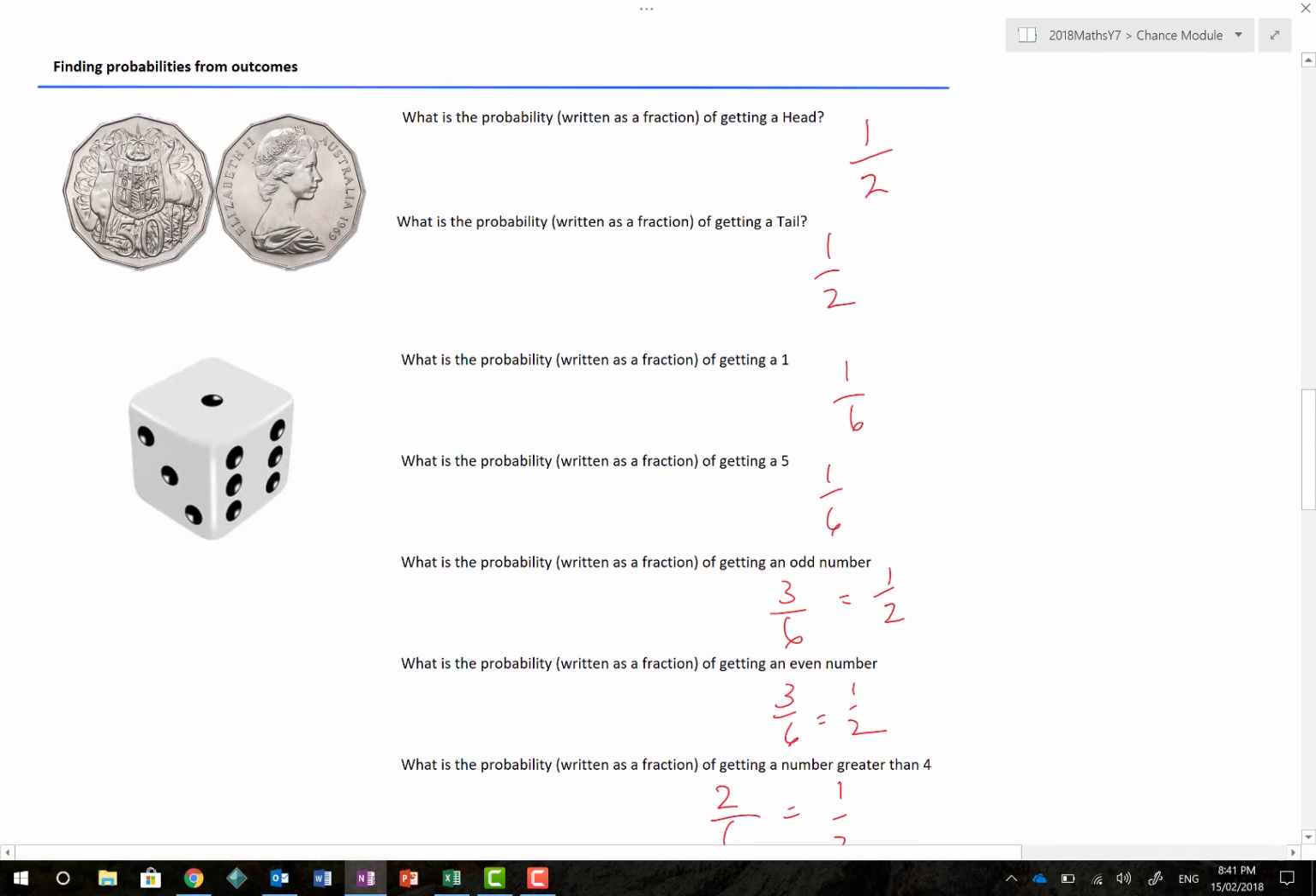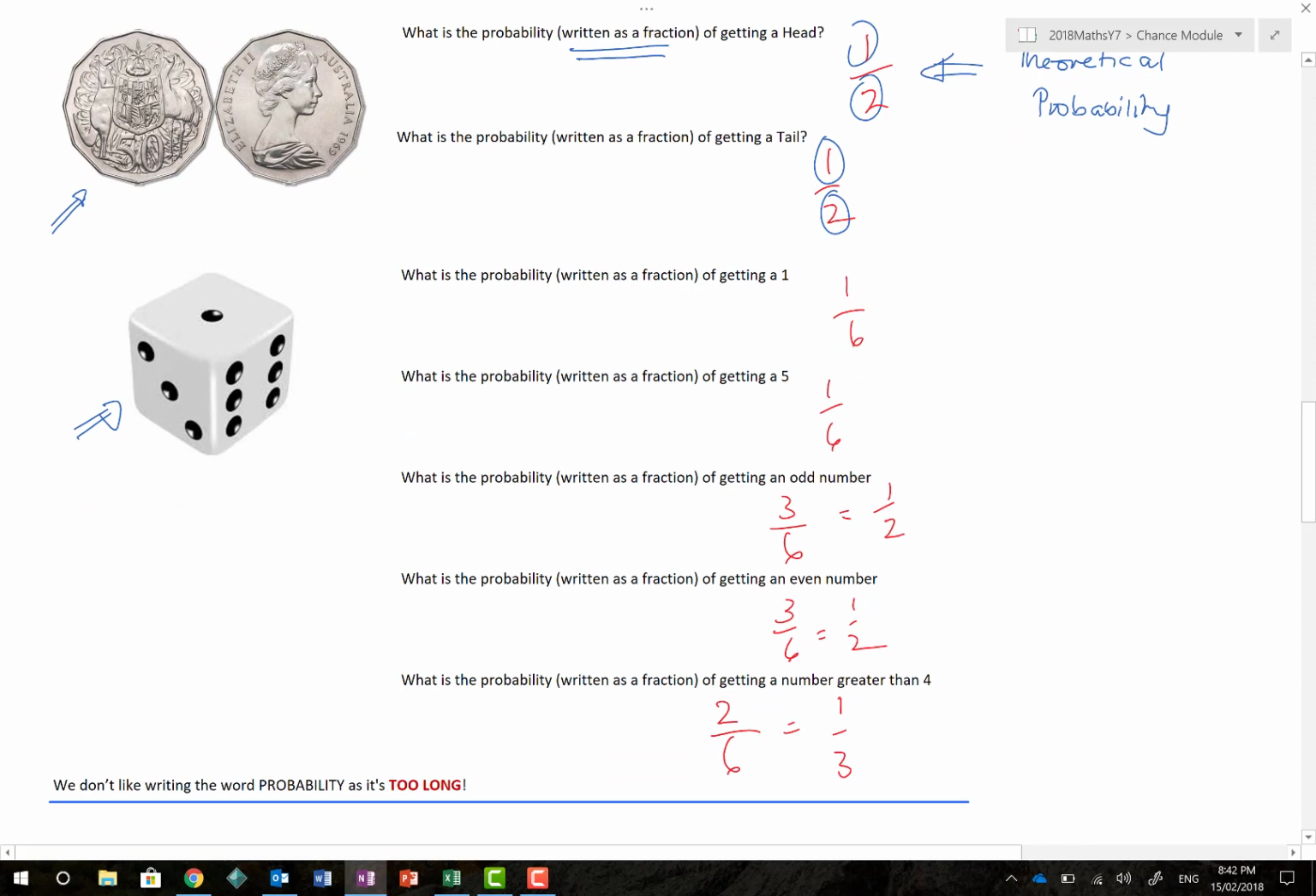Now, you guys were guns at this when we were talking about finding the probabilities for outcomes. With our coin, I think every single one of you knew that the probability, written as a fraction, of getting a head was a half. What I didn't tell you was this is actually what we call the theoretical probability. It's a theory. It's what we think should happen. We think that we should get one head for every two coin tosses, and one tail for every two coin tosses. And with our die, it's a theory that we will get the number one every six times we throw it.